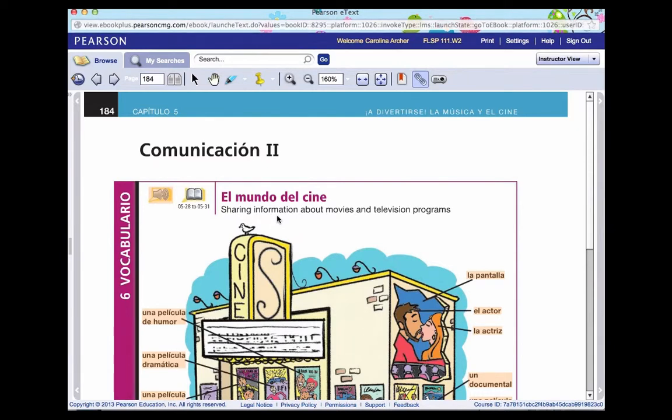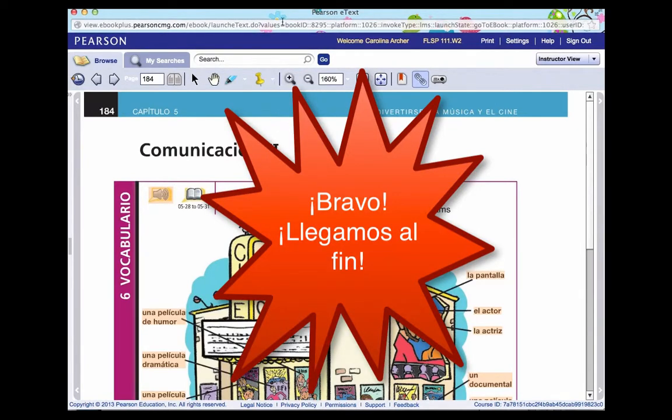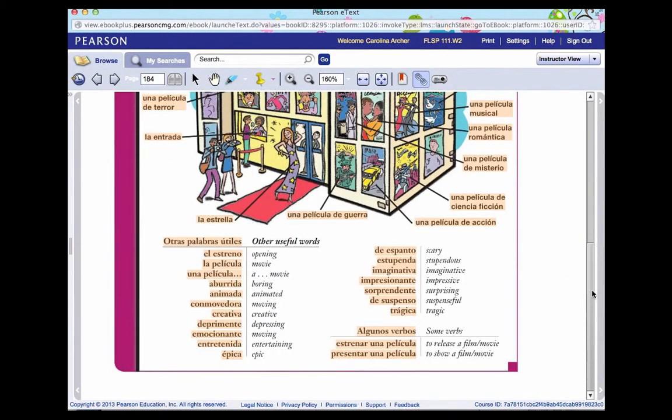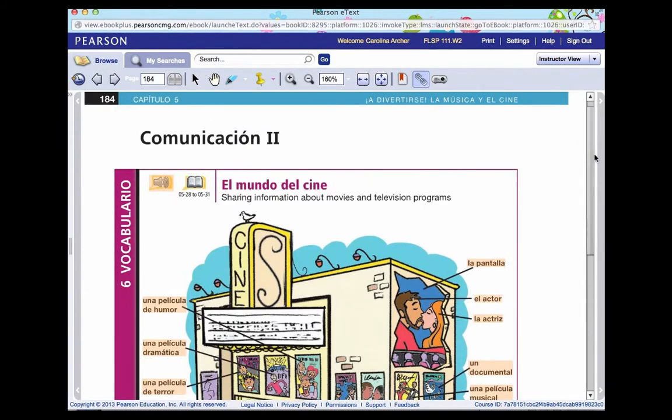Hola, ¿qué tal? Hoy es miércoles y llegamos al fin, el último día. We made it to the end. Today is the last day where you have to do work. Well, this kind of work for the chapter anyway. So we are going to look at the new set of vocabulary when we talk about movies and TV shows.